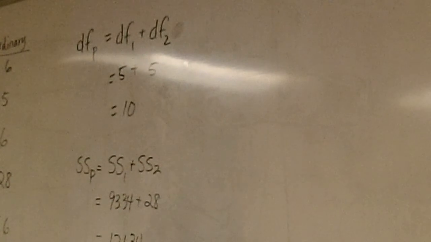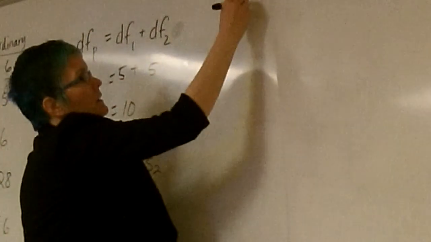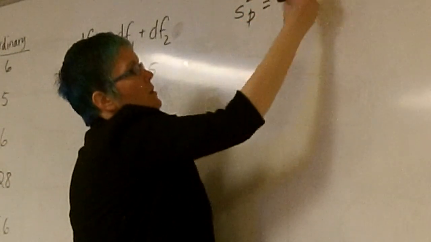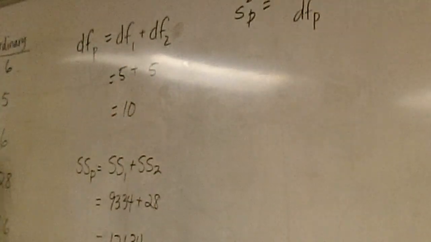Now, to calculate the pooled sample variance, we're now going to take sum of squares pooled over degrees of freedom pooled. Sample variance is always sum of squares something over some degrees of freedom something. In this case, because we're talking about pooled values, I got 121.44.